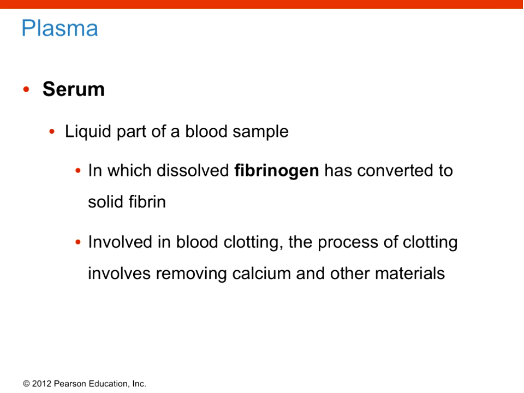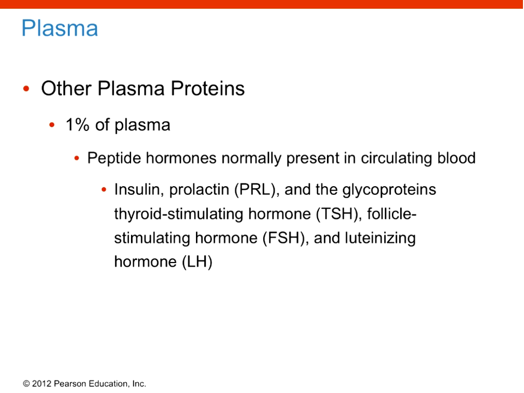The liquid part of the blood sample is what we call the serum. The serum is where dissolved fibrinogen is converted to solid fibrin, that's where that conversion takes place. But keep in mind that fibrinogen usually doesn't spontaneously turn into fibrin. There's a whole cascade of chemical events that allows that to take place. However, the fibrinogen being converted to fibrin happens in the liquidy portion of the blood sample. The serum is involved in blood clotting, and we just explained why, because fibrinogen is in the serum and fibrinogen is converted into fibrin, but it also helps with removing calcium and other materials.